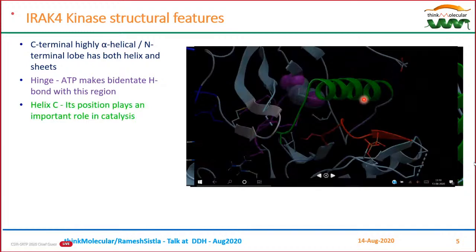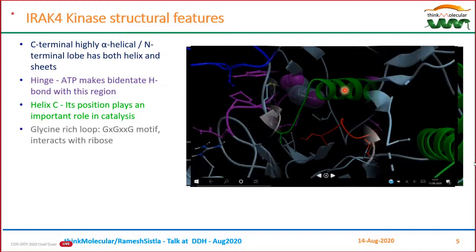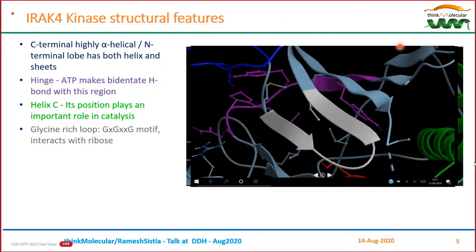Then, as I mentioned, in the N-terminal region there is a solitary helix. What we call the helix C in general, what you see in green here. This helix C plays a very important role in catalysis. Suffice to say that I am not going into more structural detail of how it does that. If you are interested, do get in touch with me, or you can read other kinase papers. Right, there's a vast amount of literature out there.